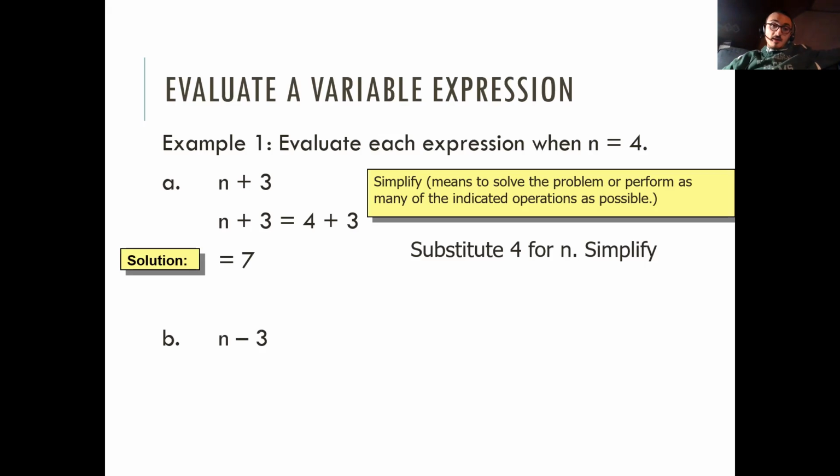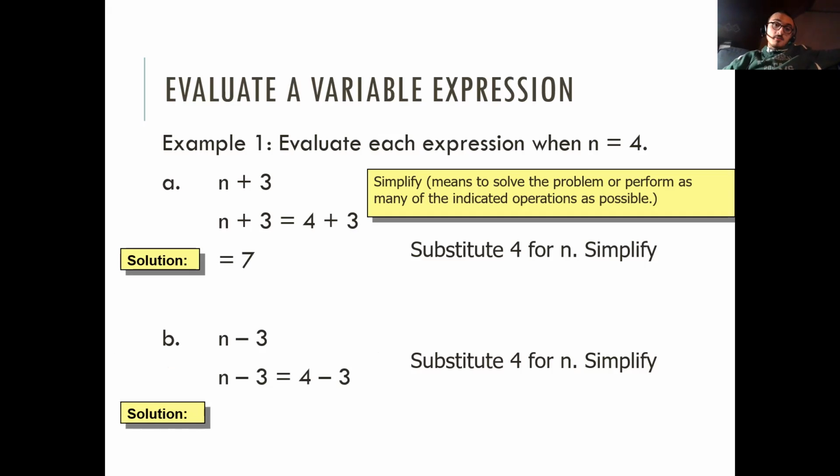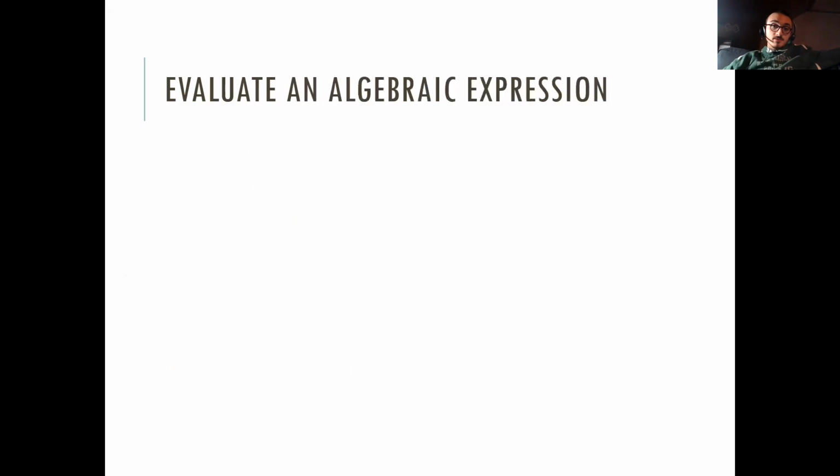Next problem, we have n minus 3. So substitute 4 for n. We'll simplify. Take that n, put a 4 in. Instead of having n minus 3, we will have 4 minus 3. 4 minus 3 comes out to 1. So pretty simple, no problem so far. I'm going to go on to our next set of examples.